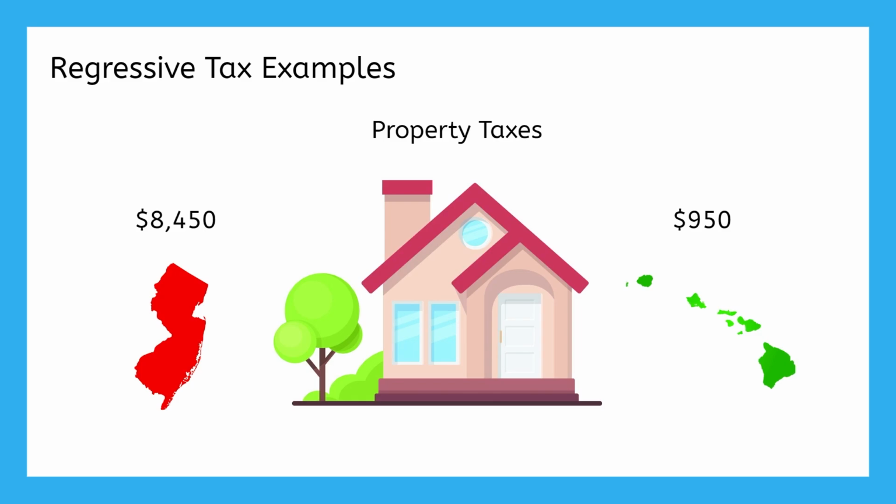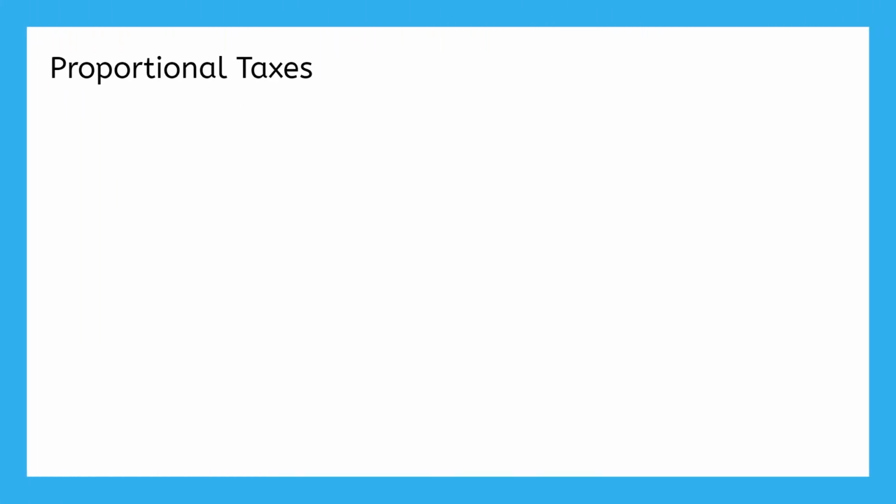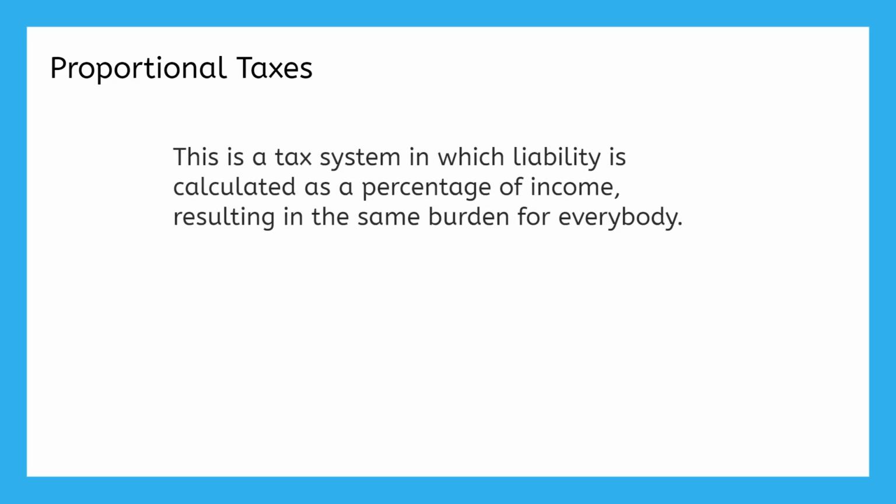If regressive tax systems seem a little unfair to you, some people suggest a proportional tax system instead. Proportional taxes are calculated as a percentage of everybody's income, resulting in an equal burden for everybody.